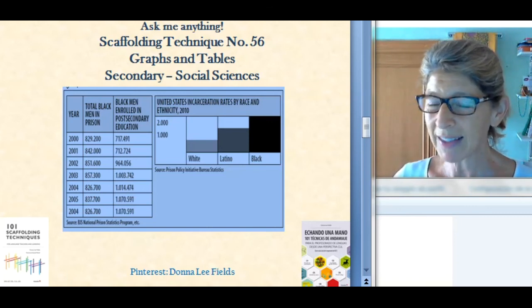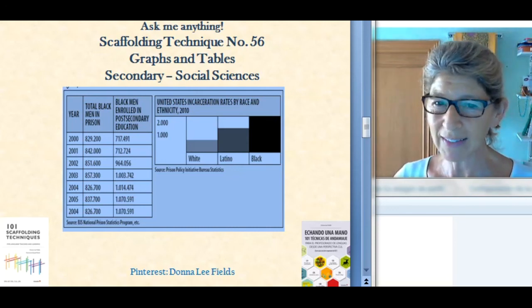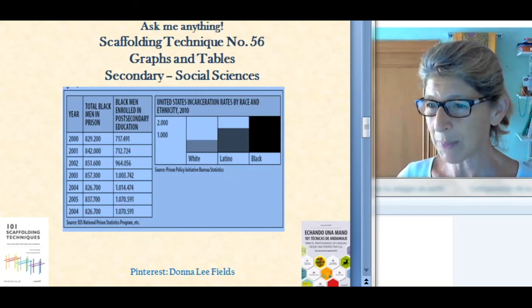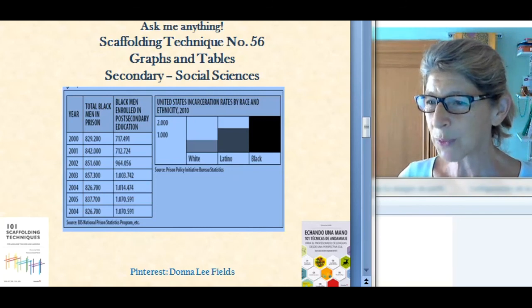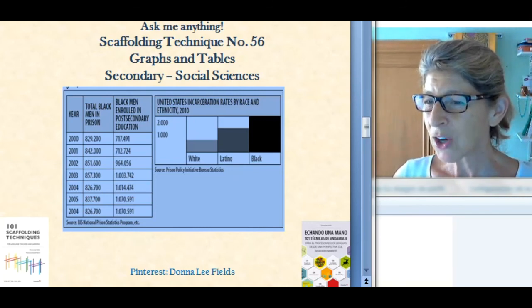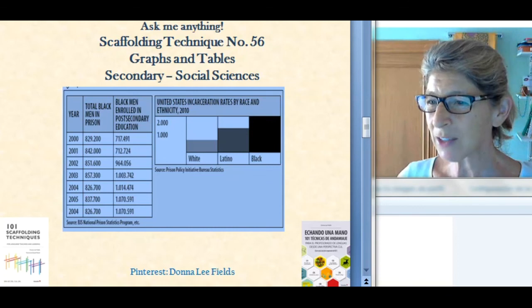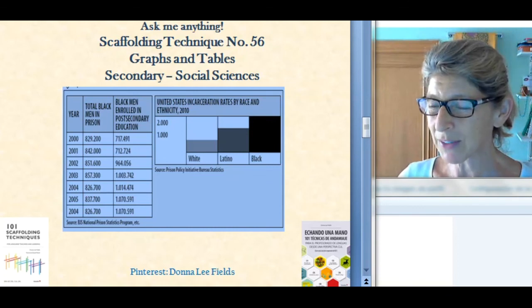So we're going to use a secondary social science class. And this graph has to do with the incredible imbalance in the United States on black men in prison and white men. So again, the point is to use real life issues so that students feel that their studies cross the boundaries outside of the classroom and that it's relevant to them. Because when they feel that their studies are more relevant, they get more involved.